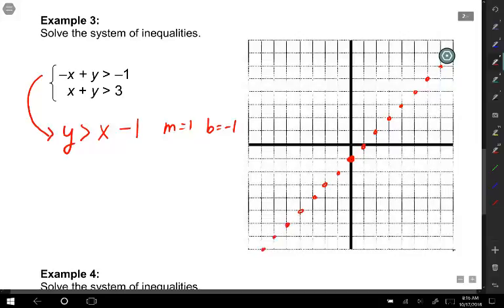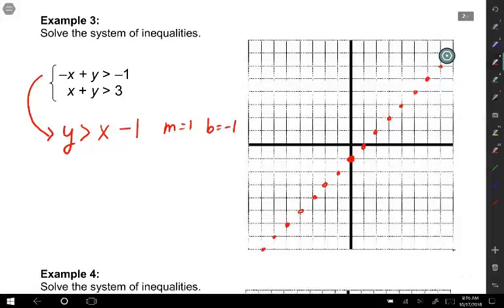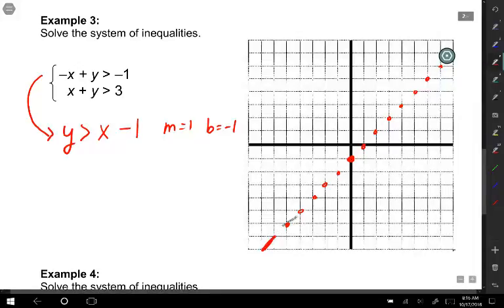Catherine, what do you think? Solid or dotted? Dotted. Does everyone agree with her? Do we know why? It's not equal to. Good, it's not equal to.